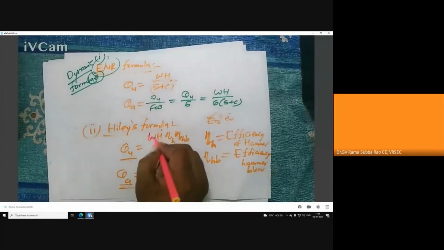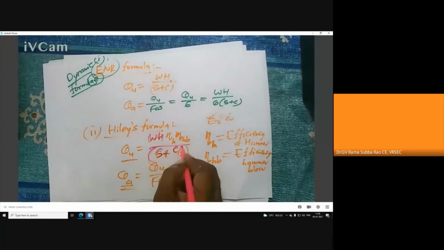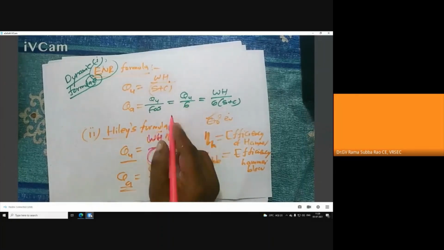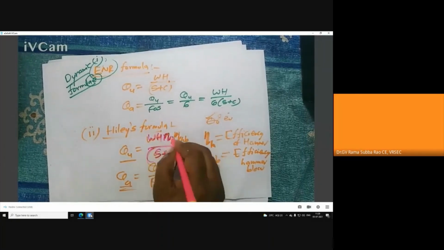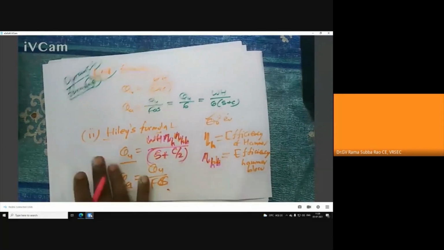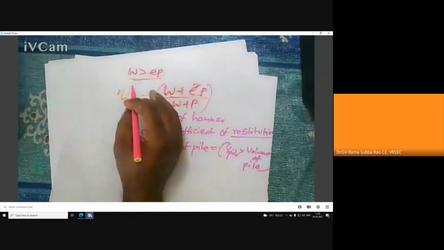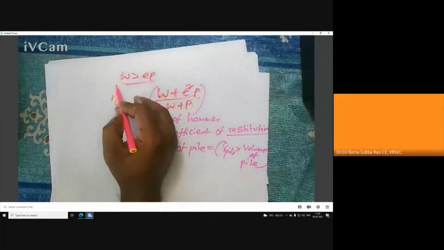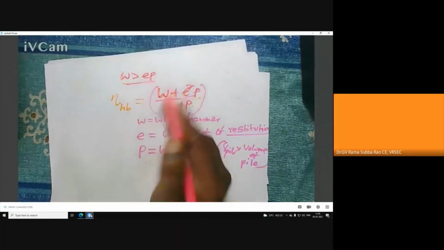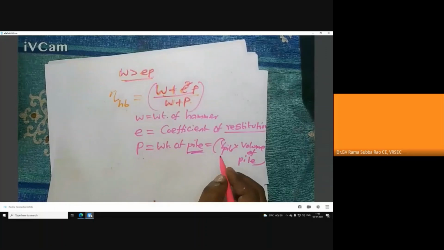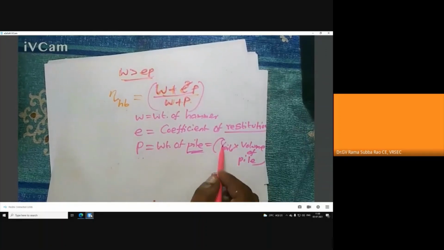Here it is W H by S plus C by 2. But Hiley has given a modified ENR formula. He has taken account of efficiency of hammer and hammer blow. There is a formula for hammer blow that I am trying to show you here. You see W greater than EP. W means weight of the hammer. P means weight of the pile. We can calculate weight of the pile by knowing gamma of pile into volume, because gamma is equal to weight by volume. So from fundamentals we can get the weight of the pile.